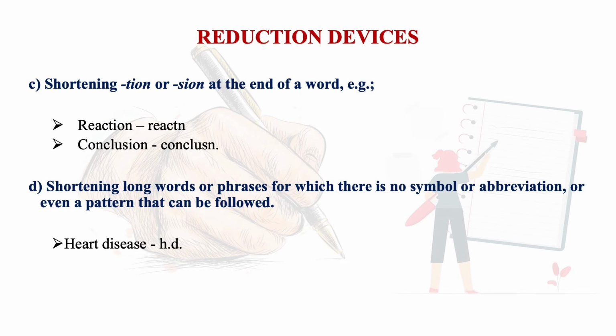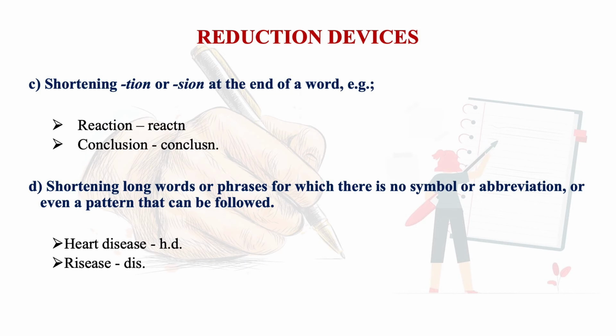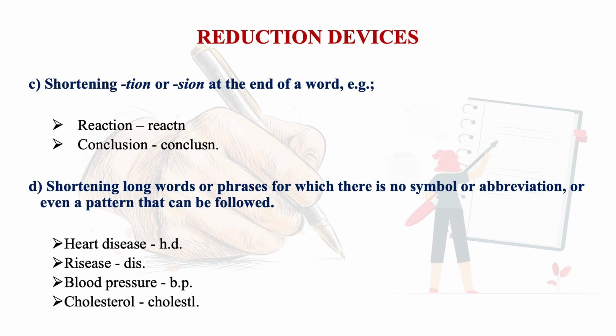So instead of writing heart disease, you simply write the initial letters of those two words, H and D, H.D., heart disease. Disease is also written in shortened form as DIS, and then put a dot. Blood pressure, everybody knows how blood pressure is known: it is known as BP. So instead of writing blood pressure, you write BP in shortened version. Similarly for cholesterol, you can write a shortened form and make use of that. So the point is that you try to look for the shortened version of long words.